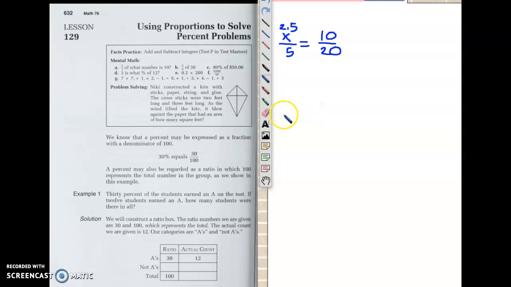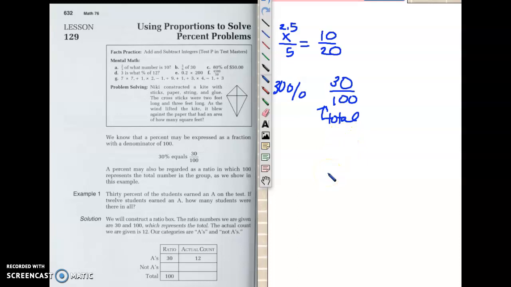So let's just do a quick refresher. We're going to be doing percents. Remember, percent literally means out of 100. So if I'm saying 30%, I'm literally saying 30 out of 100. Okay, it's important for us to know that because this 100 right here represents the total, and especially the total in a group, and we're going to use that in this example.